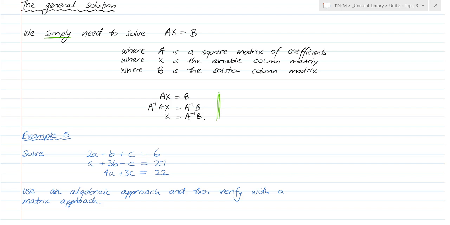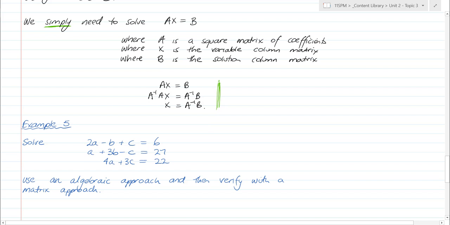So I've got an example here. You'll note we can't invert a non-square matrix, but there are ways of solving systems of equations where you don't have a square coefficient matrix.